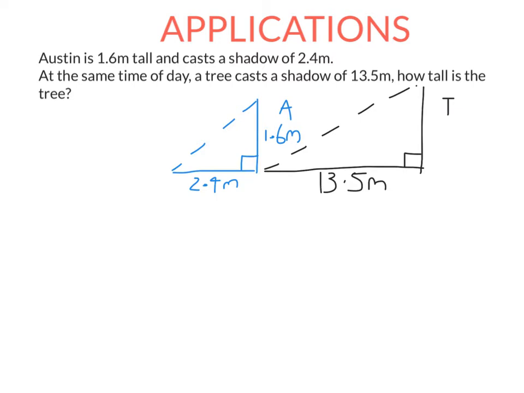If we're talking at the same time of day, the angle that the sun makes with both of them will be the same. The sun will be up here, but it will make the same angle with Austin and the tree. So this angle here and this angle here will be equal. It's not like the sun's going to hit Austin at a different angle than it hits the tree. So now we have two triangles. They have two pairs of equal angles. They're similar by the AAA test.